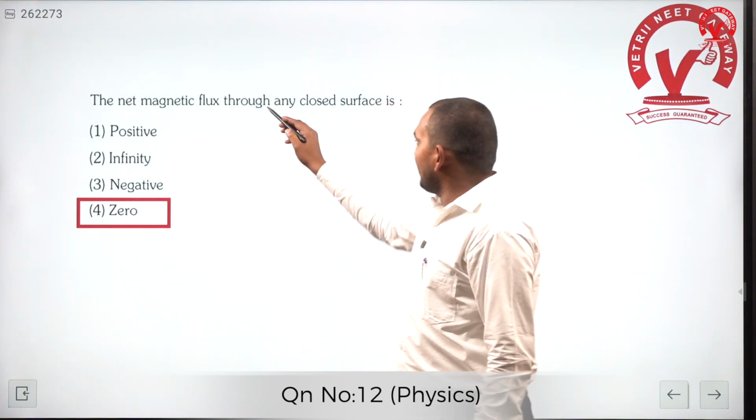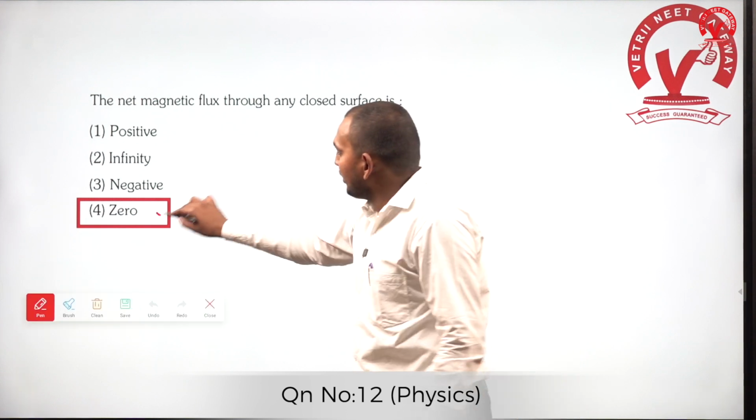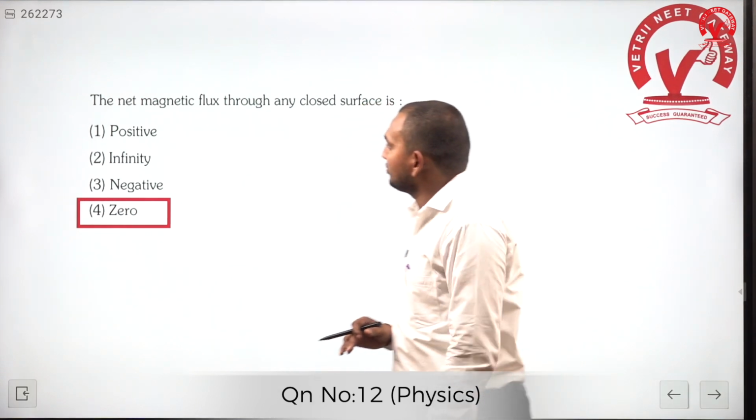Next, Gauss law in magnetism, a direct question. The net magnetic flux through any closed surface is 0. We'll move on to the next one.